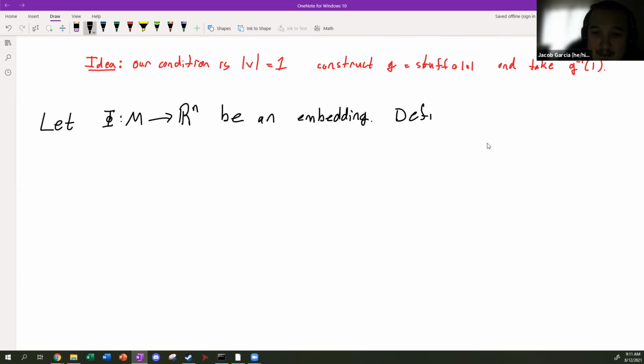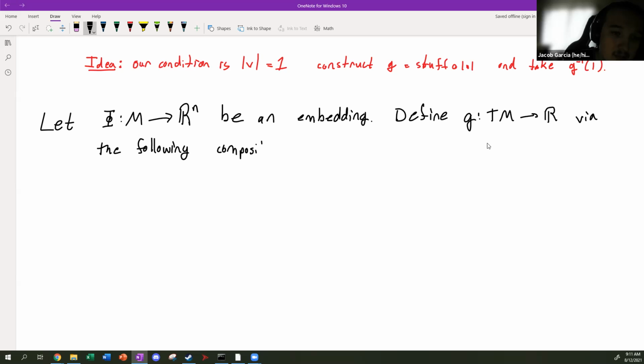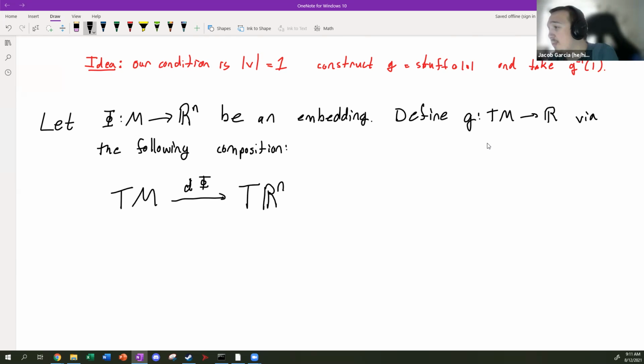Define G, which is a map from the total space of M into R via the following composition. I'm going to take the total space of M and map it via the differential of phi to the total space of Rn. As given in the problem, the total space of Rn is just Rn cross Rn.